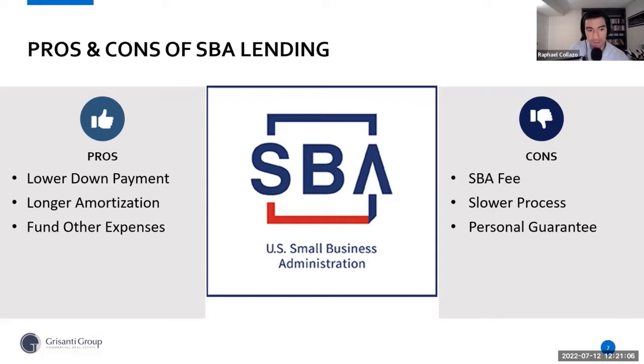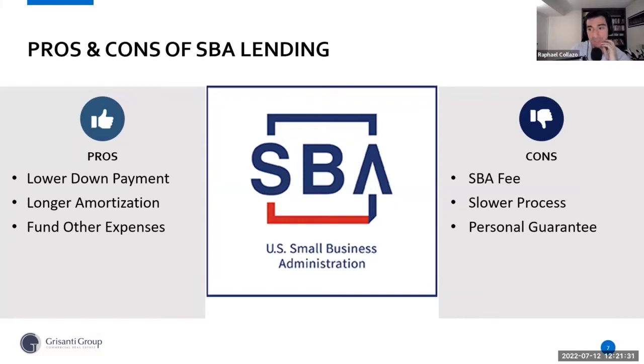And then finally, number 3 is funding other expenses. As we mentioned with the 7A, you could have financing for working capital. If you have a partner that you're working with that you want to buy out, that's also something you can utilize as far as the 7A is concerned. So there are other ways for you to finance non-real property that can actually be of value to you if you are in fact looking to do so.